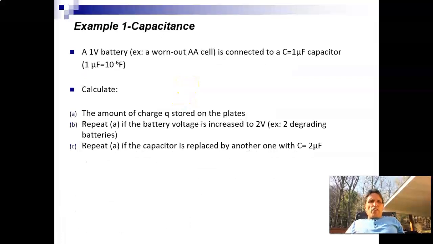So let's do an example here. Suppose that we have a 1 volt battery. Okay, that's a double A that should be 1.5 volts but is old. And we have a 1 volt battery, and we connect it up and we charge a 1 microfarad capacitor up. So we charge it up to 1 volt. So how much charge is stored on the plates? And then we're going to repeat that if we charge it to 2 volts. And then finally we're going to repeat this if we replace the 1 microfarad capacitor with a 2 microfarad capacitor.